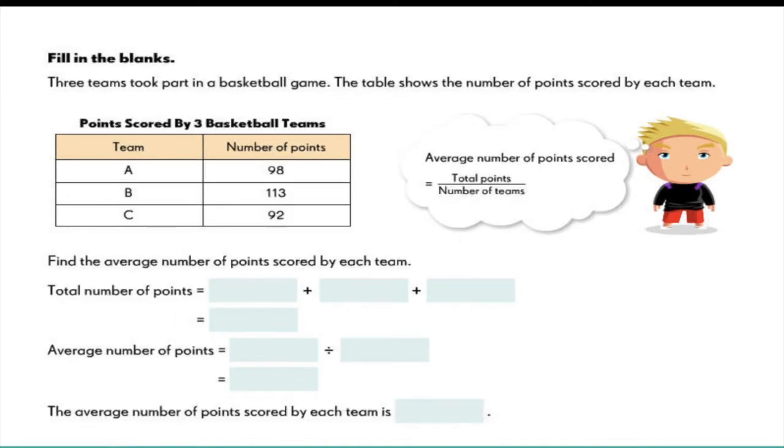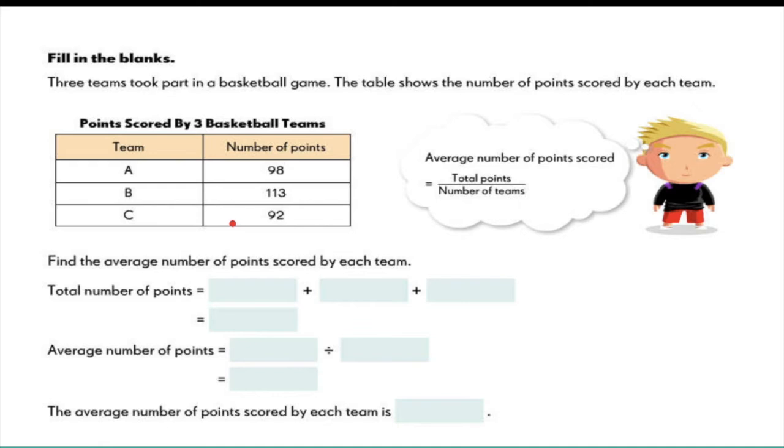Let's have this second example. 3 teams took part in a basketball game. The table shows the number of points scored by each team. So as we can see, Team A got 98 points, Team B got 113 points, and Team C got 92 points. So let's get the average number of points scored by each team.